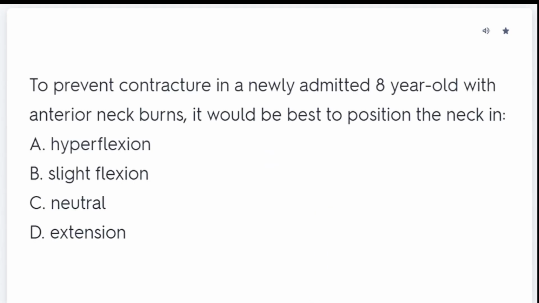To prevent contracture in a newly admitted 8-year-old with anterior neck burns, it would be best to position the neck in: A. hyperflexion, B. slight flexion, C. neutral, D. extension.